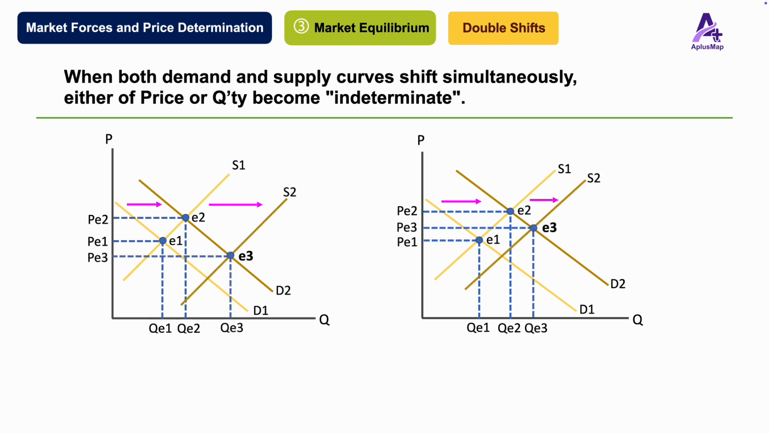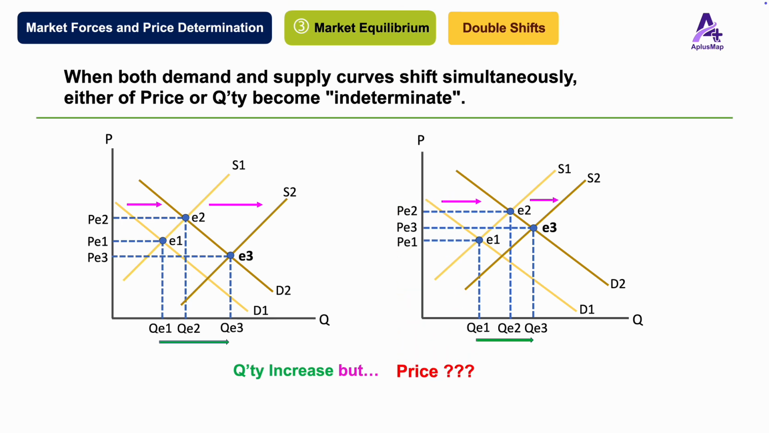Okay, both shifting right. Let's think about quantity first. Demand increase pushes quantity right. Supply increase also pushes quantity right. So quantity definitely goes up, no question. Both forces are pushing quantity in the same direction. Q increases. Right, but what about price?